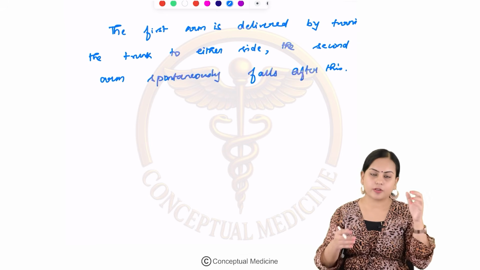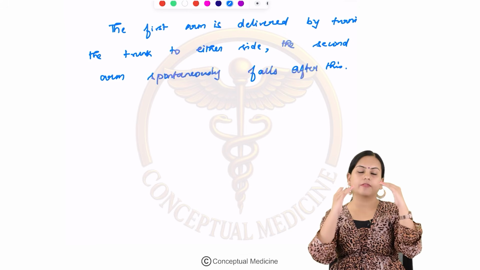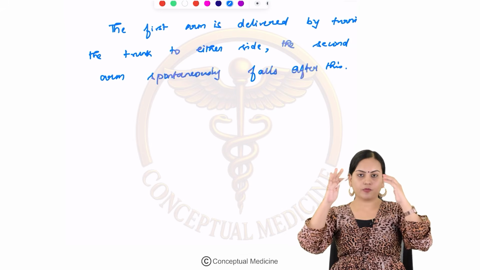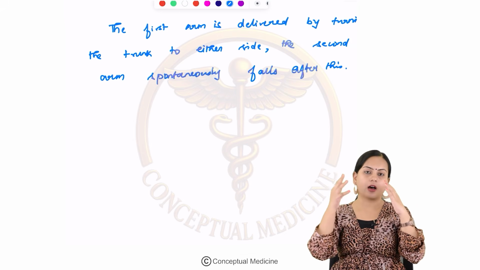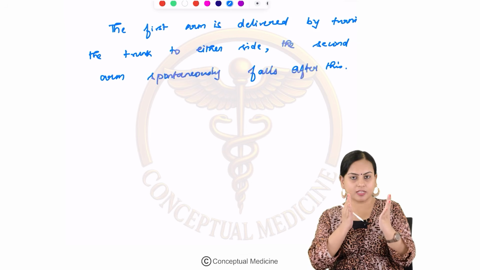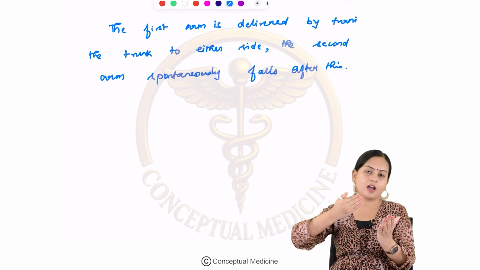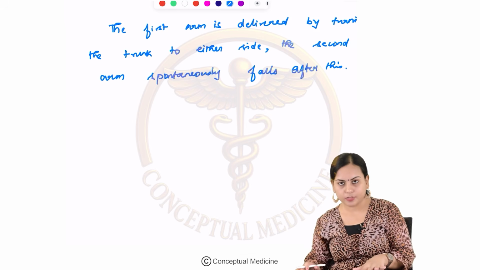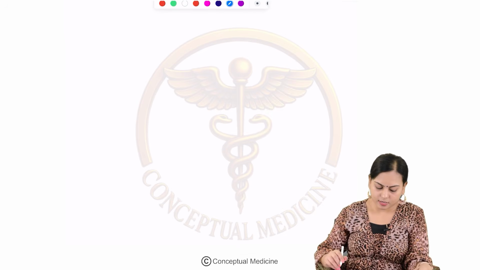Clear? So, we are holding and then we will be waiting till the inferior angle of the scapula is seen. Then, if the hand is above, we try to hook one arm out and we will be just turning the baby to one side so that one arm will be falling out and the other arm will also be spontaneously coming out. Clear? Right.